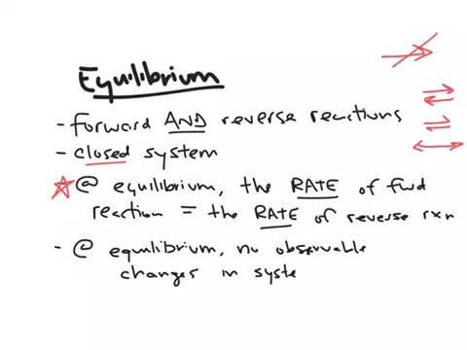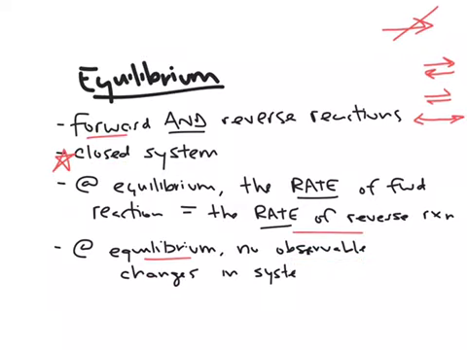If those are happening at the same time and at the same rate, we won't actually see any changes, because every time reactants get turned into products, products get turned into reactants, and we don't see any changes in our system. A lot of people think equilibrium is equal amounts of reactants and products, and sometimes that's the case, but not usually. So this is the definition of equilibrium: rate of the forward reaction equals rate of the reverse reaction.